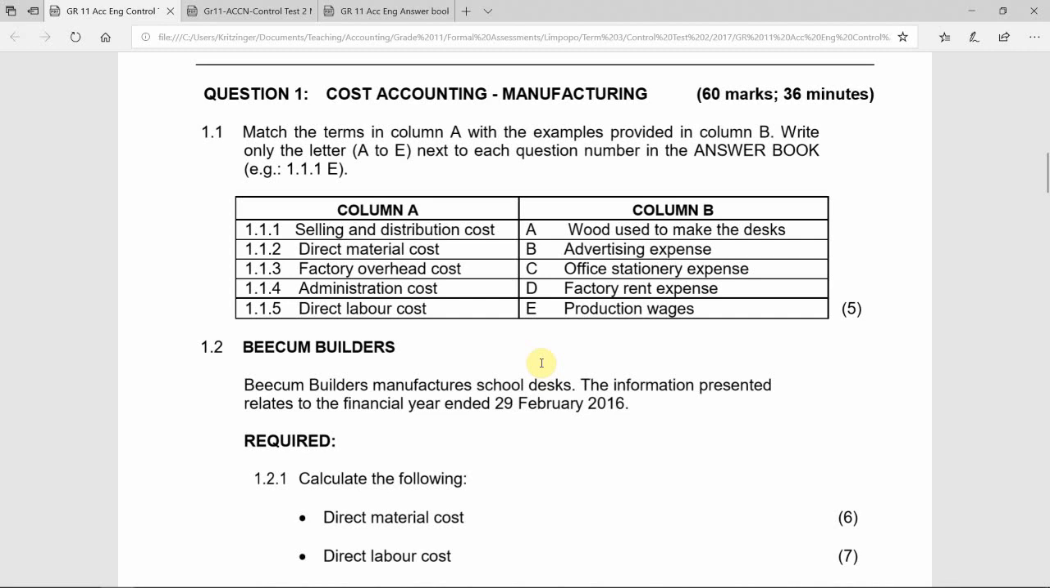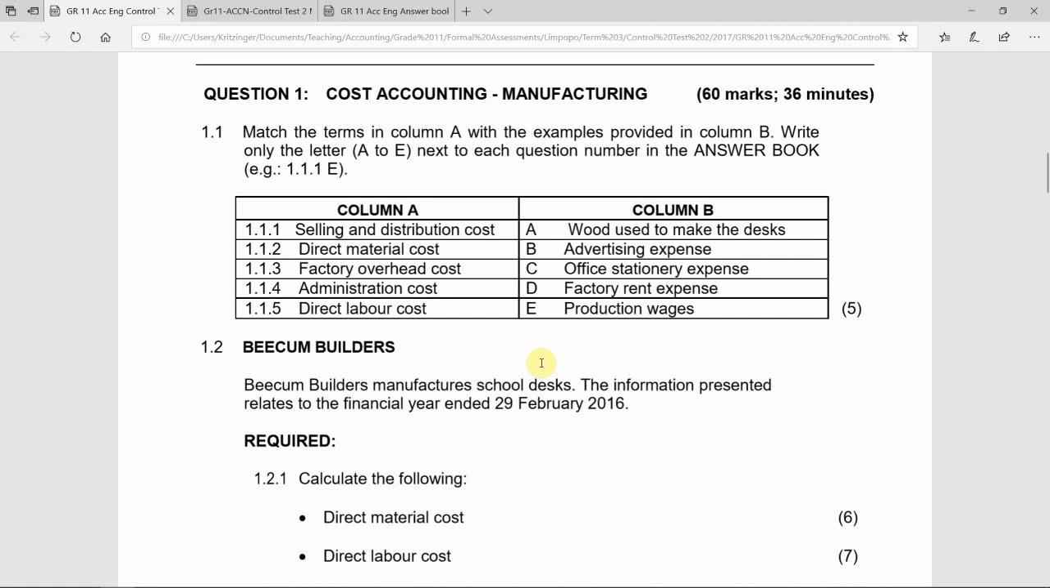For 1.1, we need to match the terms in column A with the examples provided in column B. We need to write only the letter A to E next to each question number in the answer book. So we have selling and distribution costs for question 1.1.1. So it's all the costs related to get the product to the consumer.